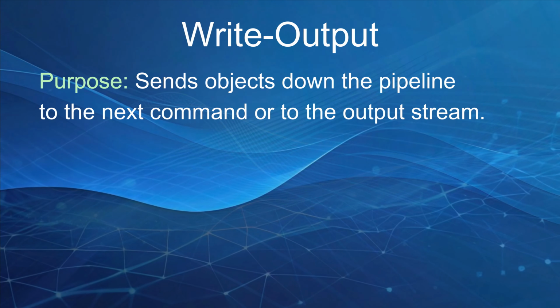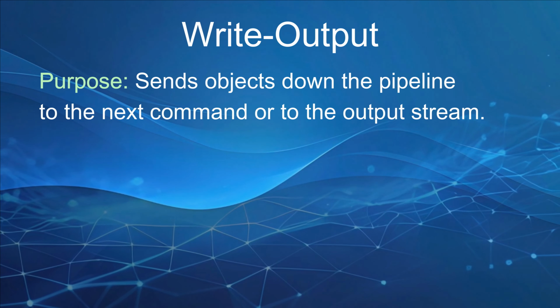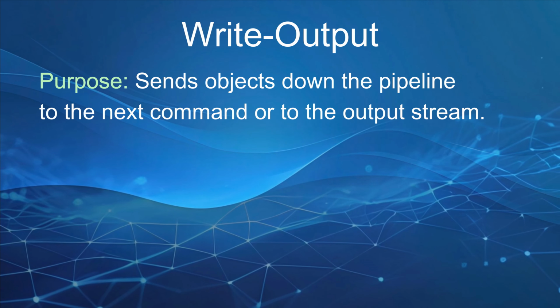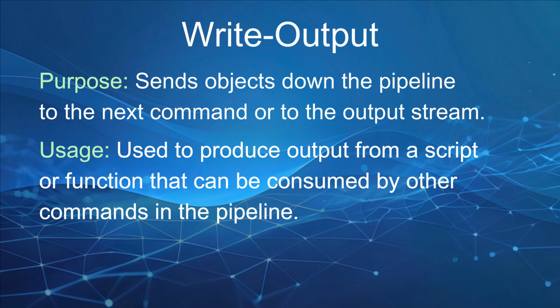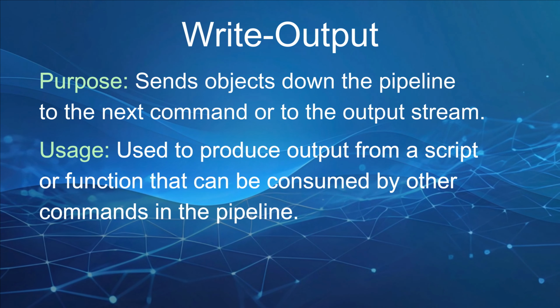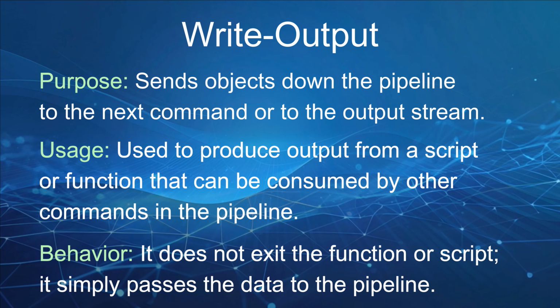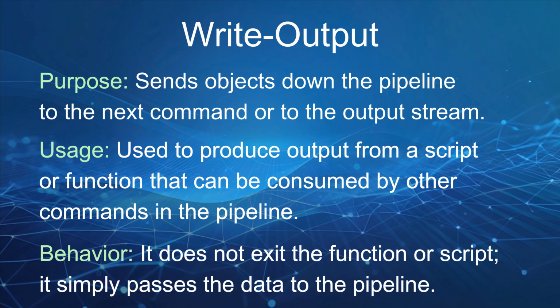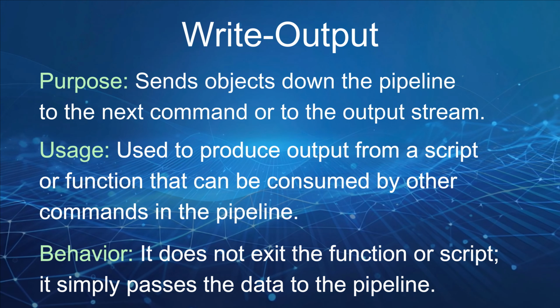For Write-Output, its purpose is to send objects down the PowerShell pipeline to the next command or to the output stream. Usage-wise, it's used to produce output from a script or a function that can be consumed by other commands in the pipeline. Behavior-wise, it does not exit the script or the function. It simply passes data to the pipeline.